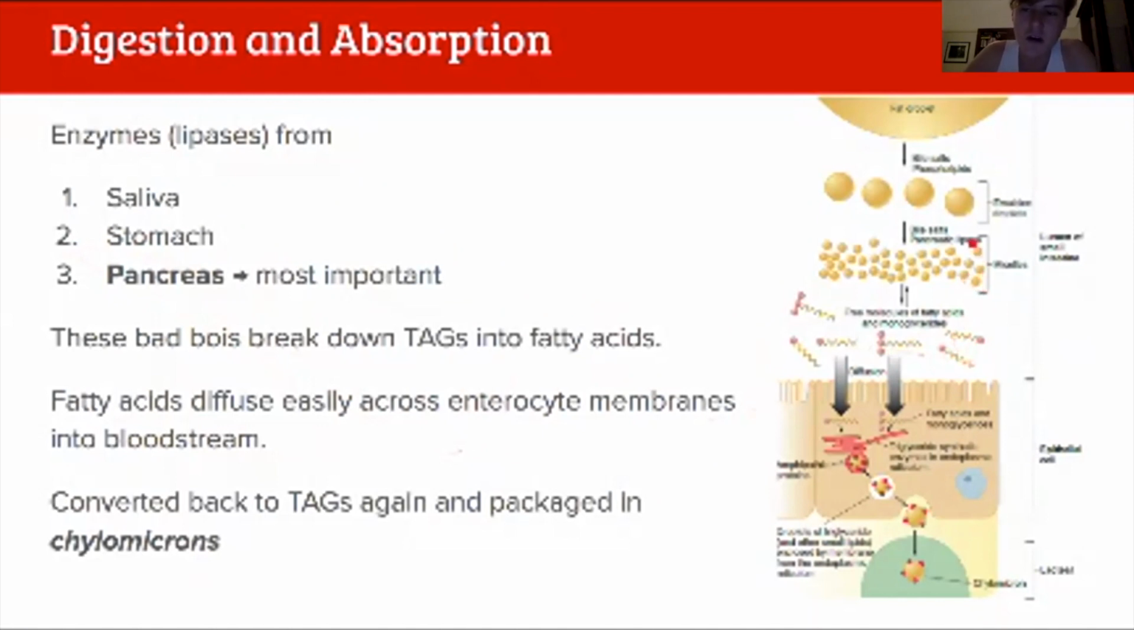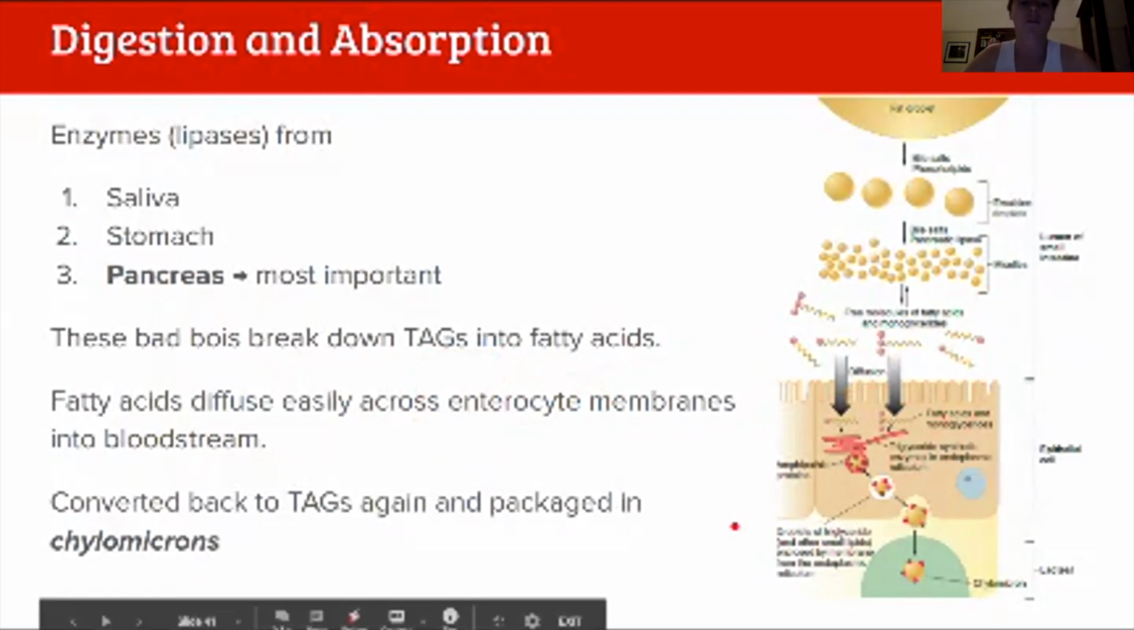Now the micelles, not massively important, but worth knowing that they exist and that they're an intermediate step in this, okay? Now, if you remember that fatty acids are very nonpolar, then we're going to remember that they diffuse really easily across our cell membranes. And in this case, it happens in our intestine, in the intestinal epithelial cells, which we call our enterocytes, okay? So they diffuse really easily across into our enterocytes. That's the fatty acids that do that.